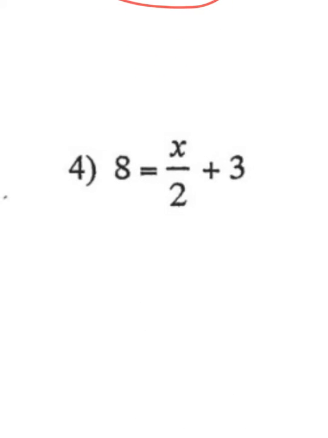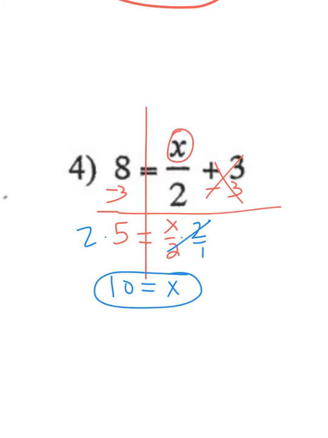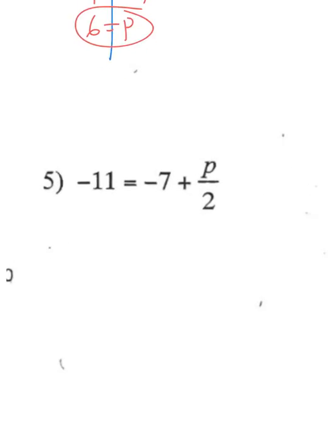All right, here we go. There's my equal sign, there's my variable, minus 3, gone. And 8 minus 3 is 5. X divided by 2. The opposite of divide by 2 is times by 2 on both sides. So x equals 10. Ooh, I'm really zipping through this very quickly.